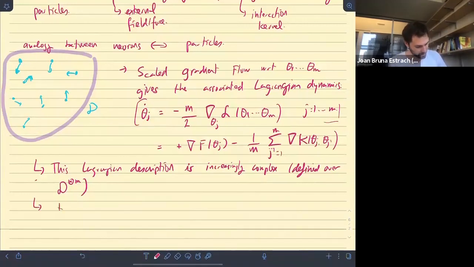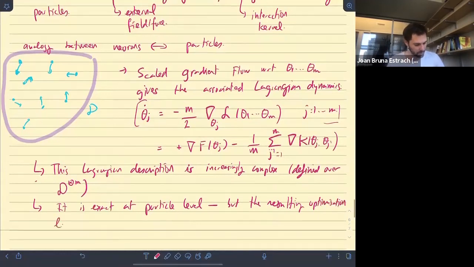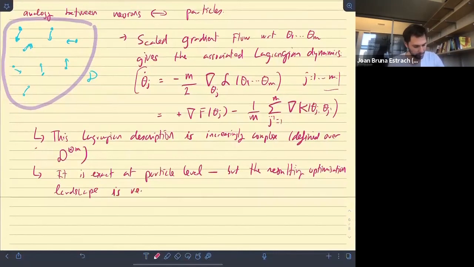So every time I have a particle, I have another copy of my parameter space. It is exact, so it is at particle level. But the resulting optimization landscape is complicated. It's very complex.